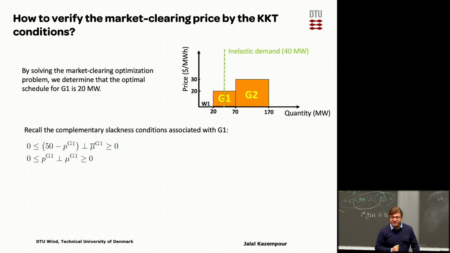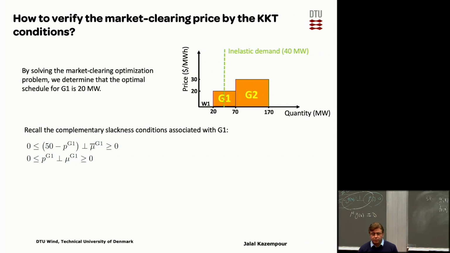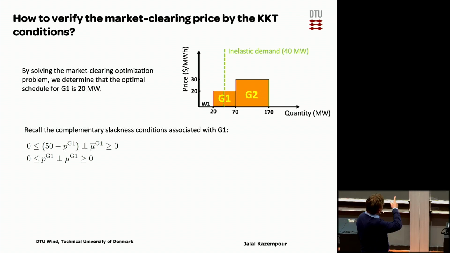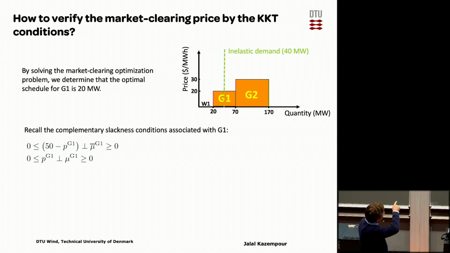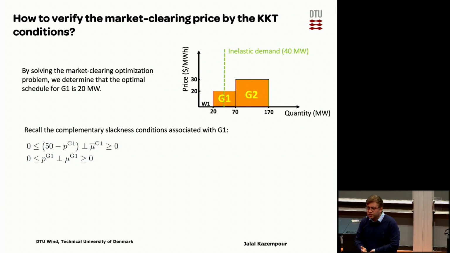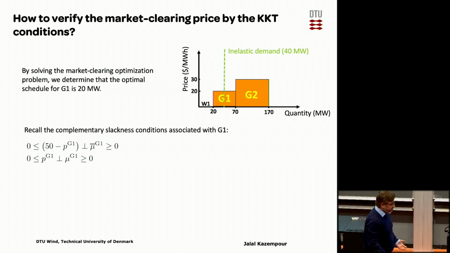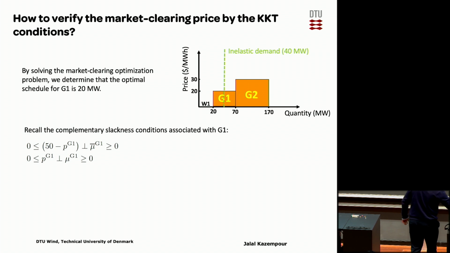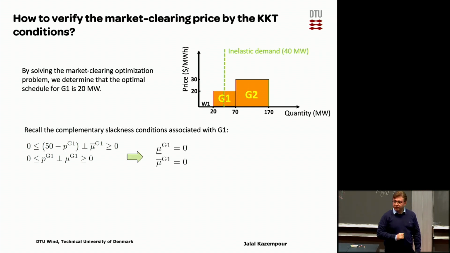What do you learn from the second one? The production of G1 20 times, oh, okay, I forgot mu underline. It's mu G1 underline times mu underline is equal to 0. What do you learn from it? 50 times something is equal to 0. That something is equal to 0. Okay?